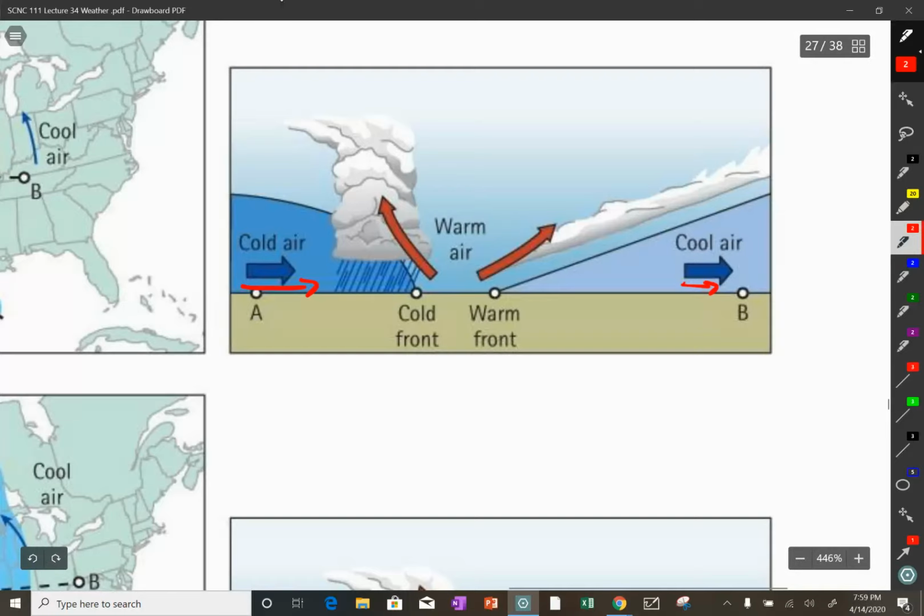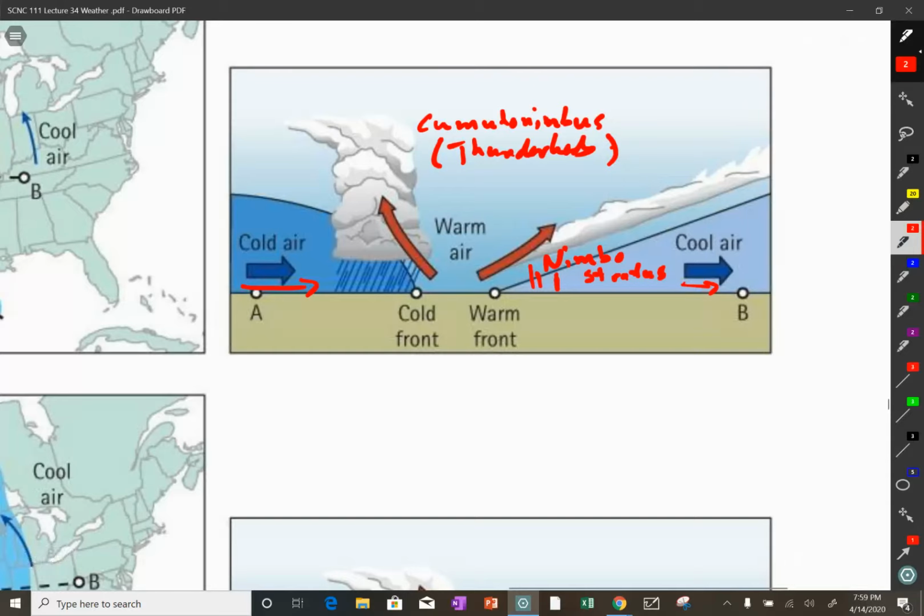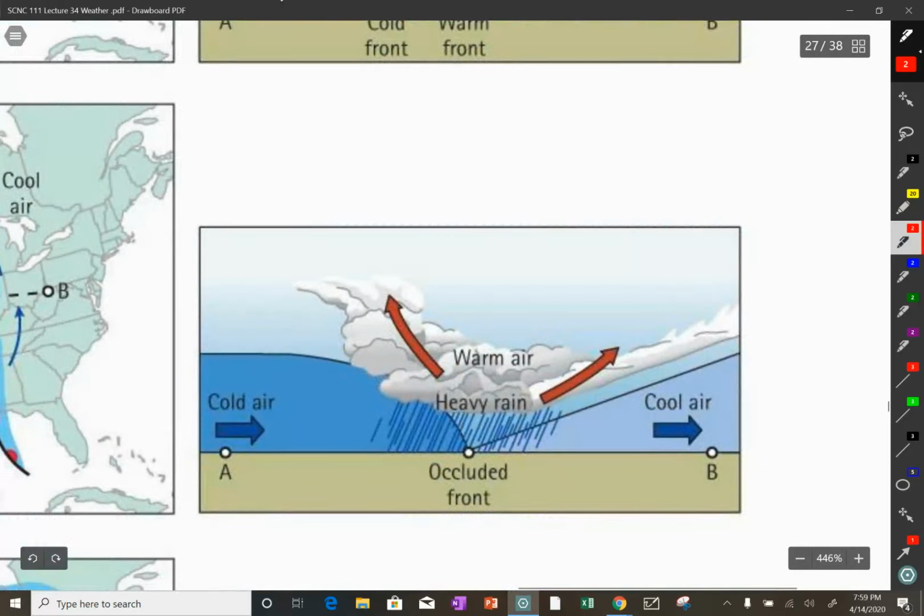Your nimbostratus type clouds here, as we saw with the warm front, and making your cumulonimbus, otherwise known as thunderheads, on the other side. So the nimbostratus drops some rain. The thunderheads have rain, thunderbolts, and lightning. And of course, if that cold air is going faster than the cool air, it kind of pinches off.